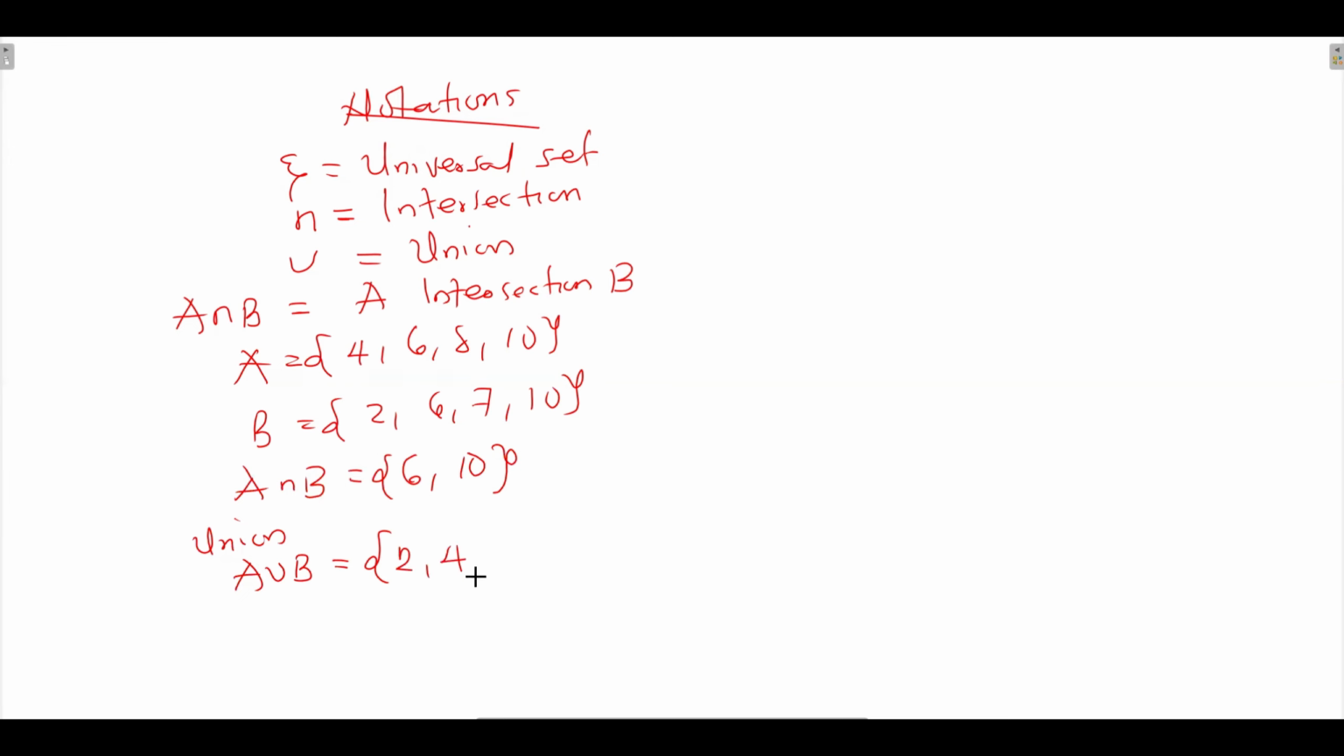And we have 2. See that 6 is in both, so I pick one, that's 6. I have 7, I have 8. 10 is in both, so I pick one. So this gives me the union of A and B. Union means you are bringing together, you are combining the elements of the two sets given to you.